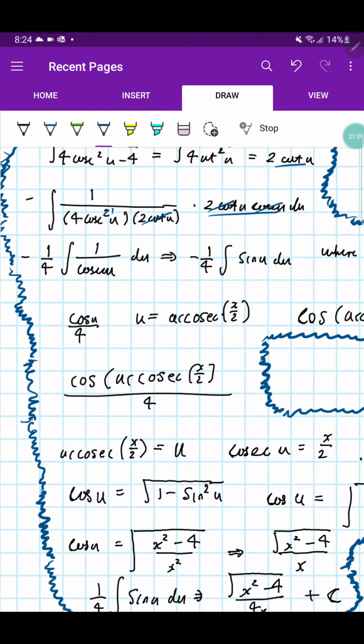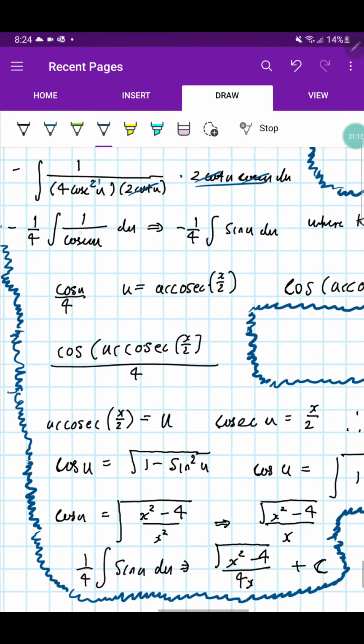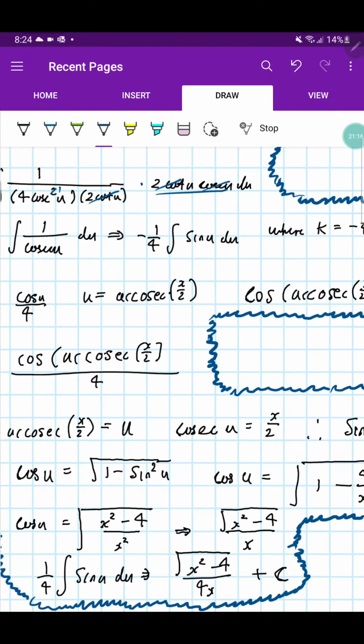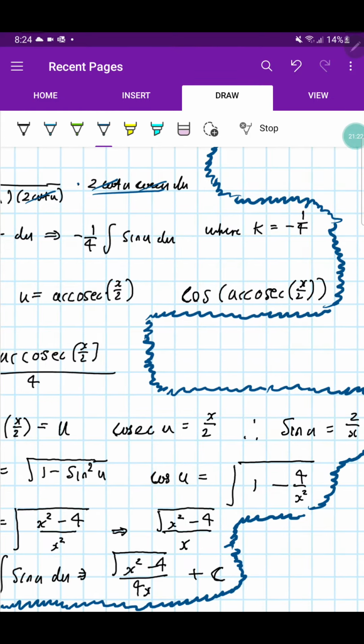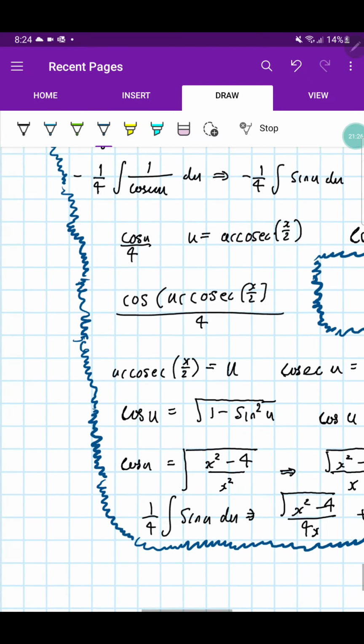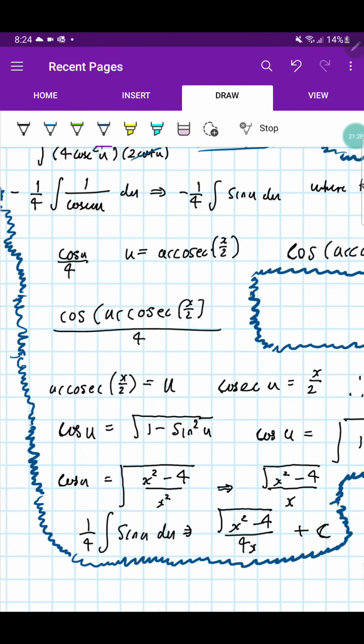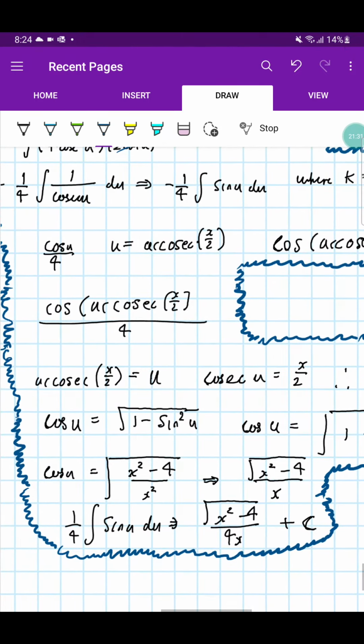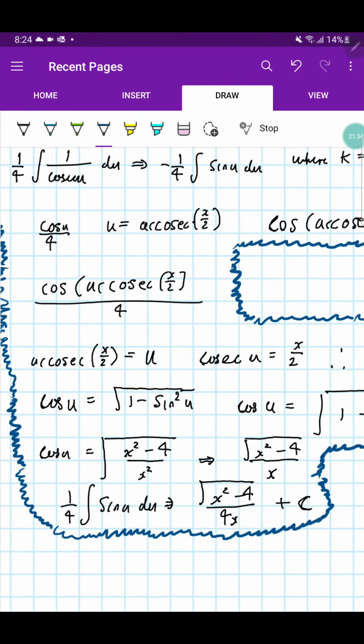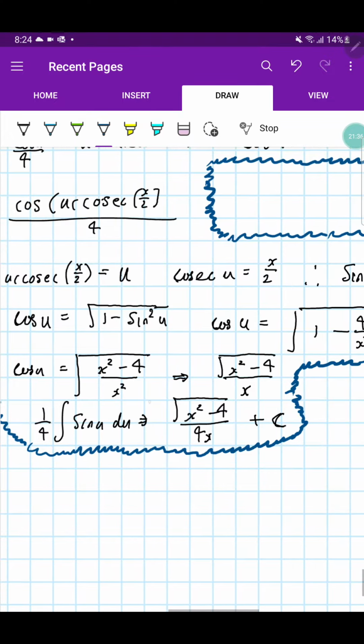So if we take the quarter out, we have minus a quarter times the integral of 1 over cosec u. Now, cosec u is 1 over sine, so if we simplify that, we get minus a quarter of the integral of sine u du. So we wanted it in the form k sine u, so our k value is going to be minus a quarter.